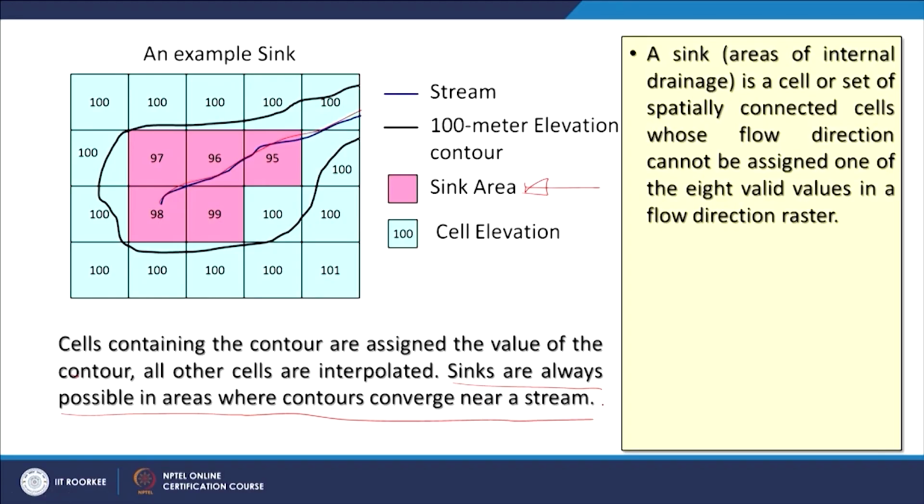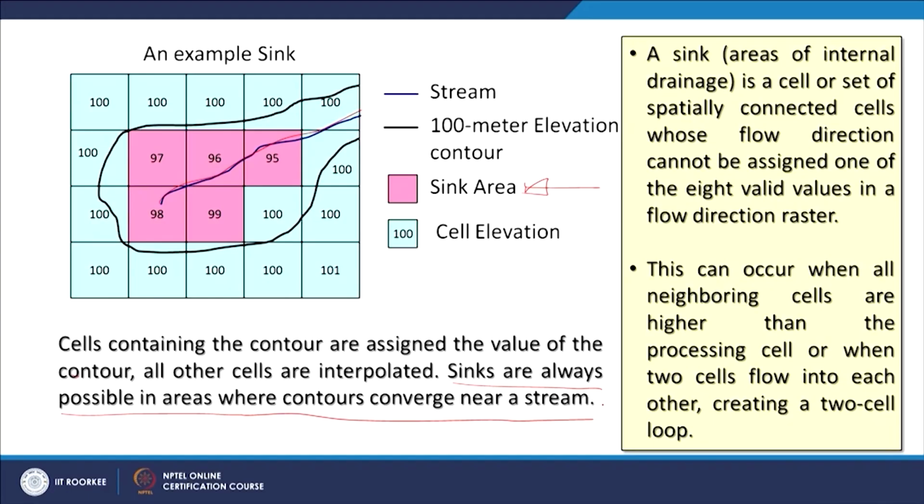Now, a sink, or area of internal drainage, is a cell or set of spatially connected cells whose flow direction cannot be assigned. So, for flow for that purpose also we have to do that part. Generally, in practice, once we take the digital elevation model, first we do this sink identification and filling, then we go for flow direction, flow accumulation and other derivatives. That is always, because if there is an error, let us remove it at the very first stage.